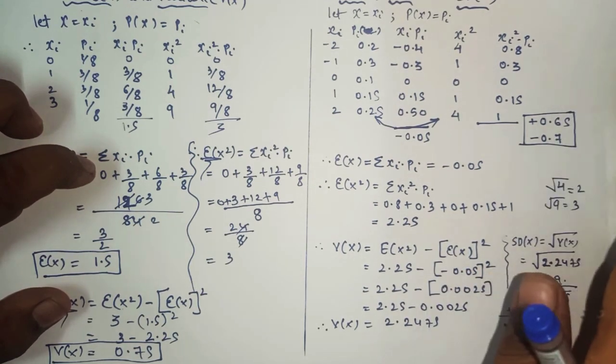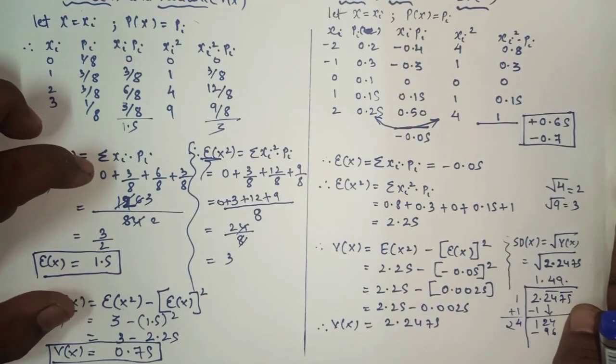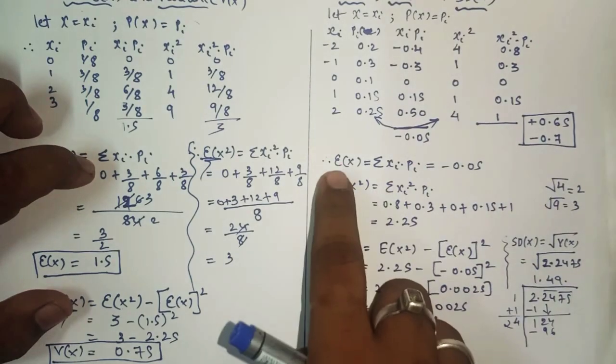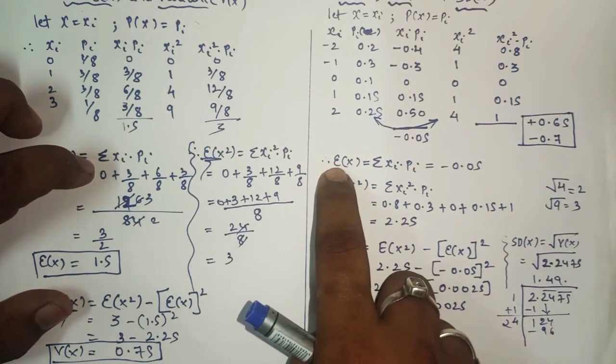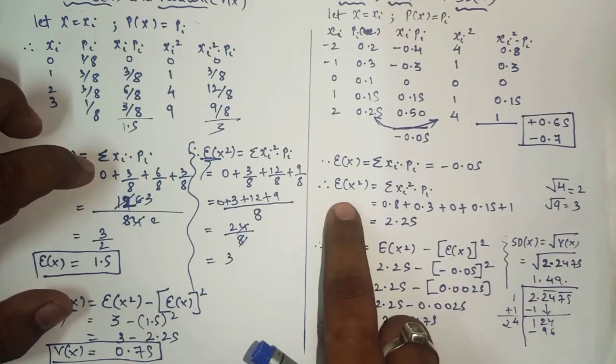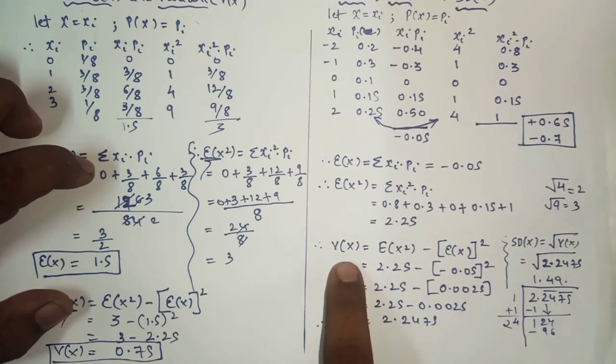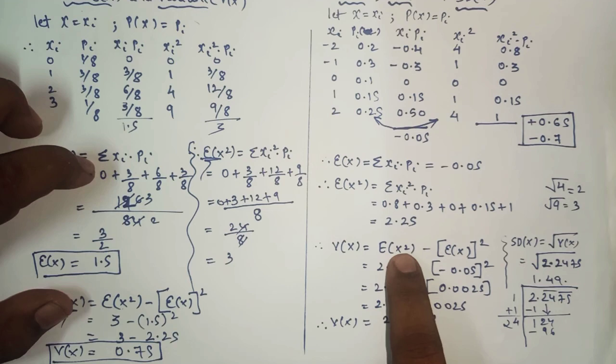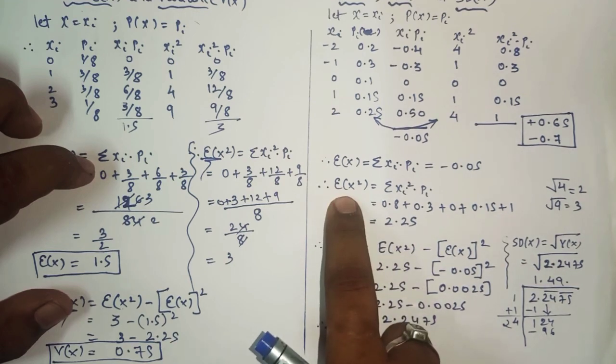So in this way you have to present your sum in the board exam. First you will construct a table, then after that you will find E(X), then after that E(X squared). Don't find V(X) directly, because here we require the value of E(X squared). So first find E(X squared).